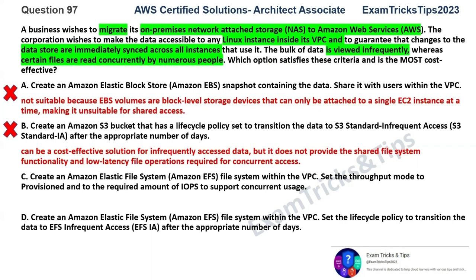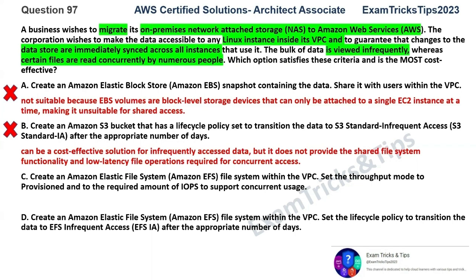Option D is to create an Amazon Elastic File System within the VPC, and set the lifecycle policy to transition the data to EFS Infrequent Access after the appropriate number of days. Now, this is not really effective according to me, because the key requirement is the concurrent access, and whenever frequently accessed files are accessed, you need to provide high performance. So option D, according to me, doesn't satisfy that criteria.